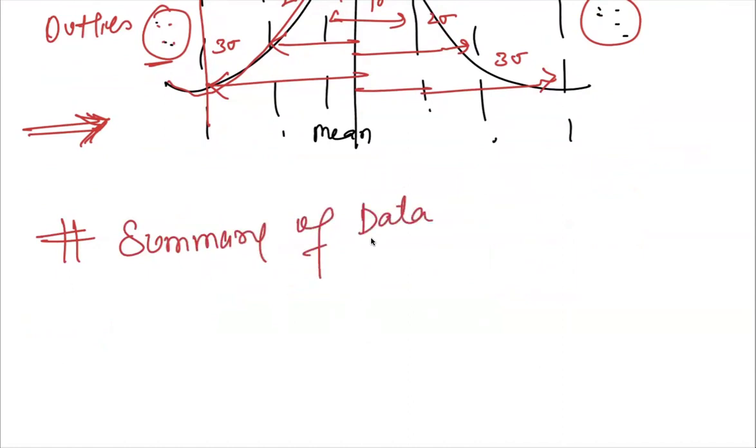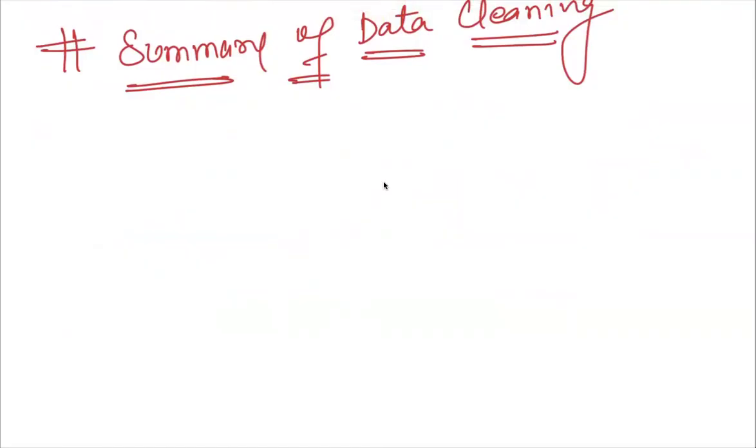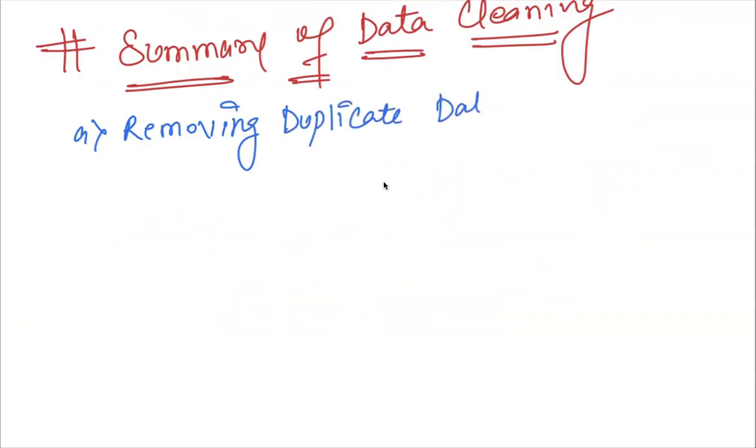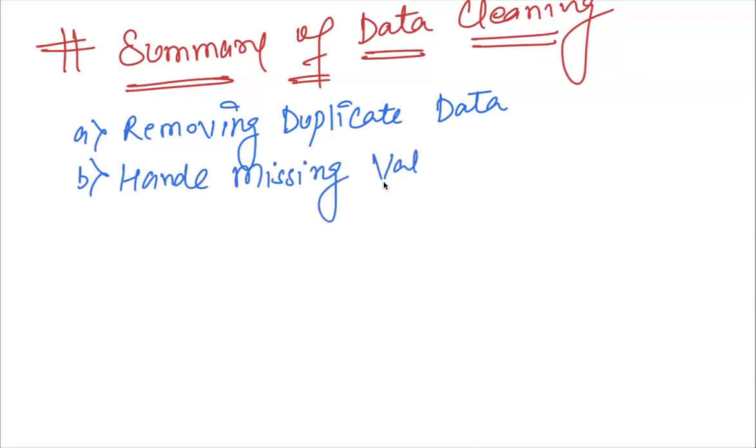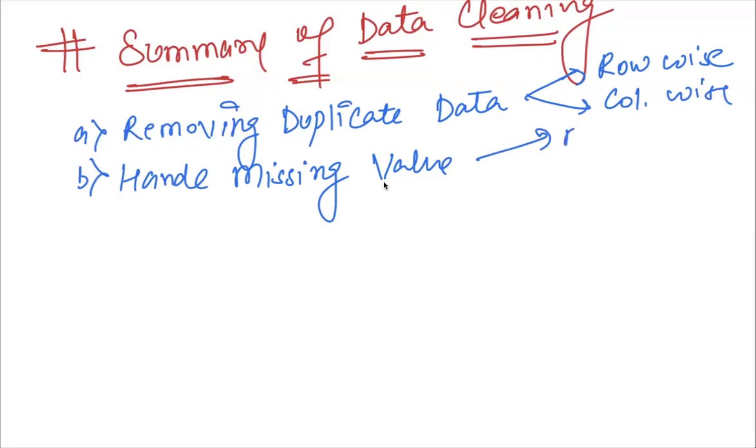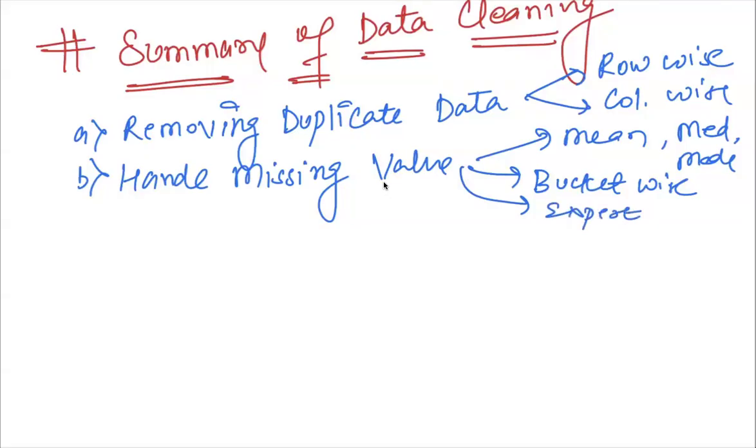So let me summarize the data cleaning part again. First step is removing duplicate data. Second step is to handle the missing values. Again, this can be row wise or column wise, removing the data. For this, you have mean, median, mode, or you can use bucket wise, or you can use expert judgment.